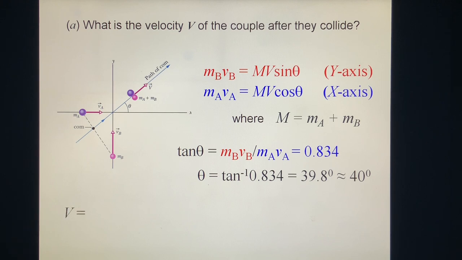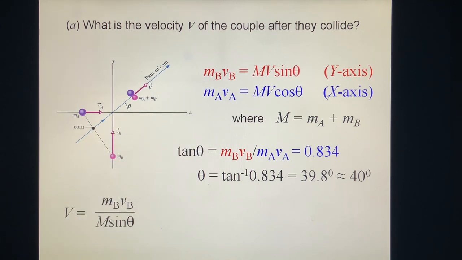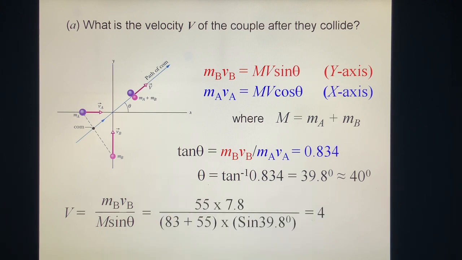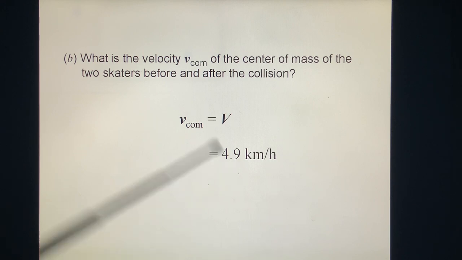Now we find the velocity. The velocity is MB VB over M sine theta. We put the theta inside and we get about 4.9 kilometers per hour. Question B: what is the velocity V com of the center of mass of the two skaters before and after the collision? We know the center of mass velocity is the same. After the collision, they move together, so this speed is actually the speed of the center of mass before and after the collision.